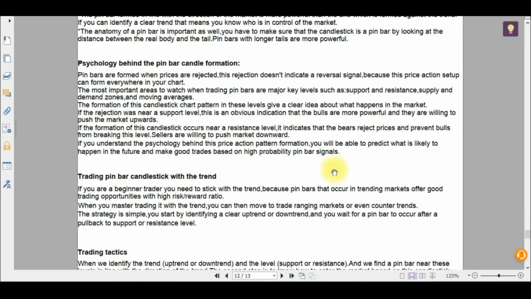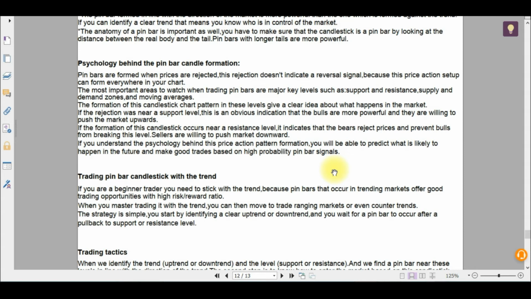Okay, so now let's get to understand the psychology behind the pin bar formation. Pin bars are formed when prices are rejected. This rejection doesn't indicate a reversal signal because this price action setup can form everywhere on your chart. The most important areas to watch when trading pin bars are major key levels such as support and resistance, supply and demand zones, and moving averages. The formation of this candlestick pattern in these levels gives a clear idea about what happens in the market.